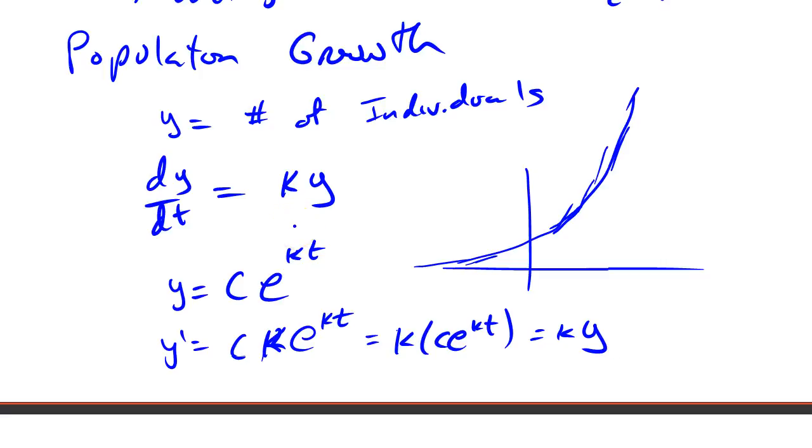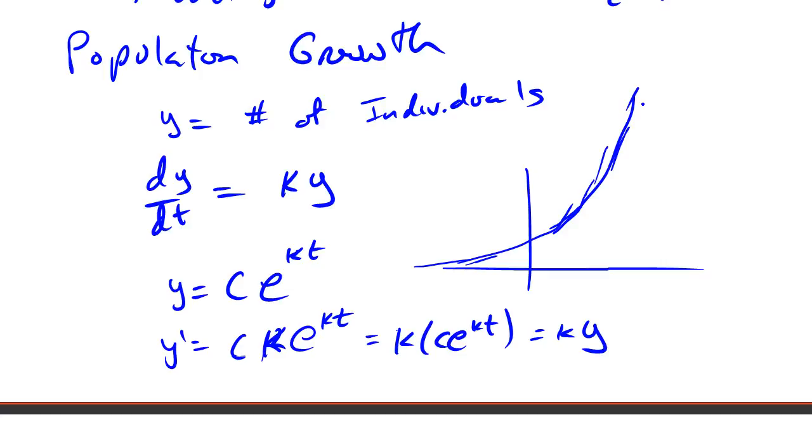This model is good for lots of situations. It's good for actual population of bacteria or whatnot, or humans, or anything where there's essentially unlimited growth potential. It also models money in the bank. If you think of y as the number of dollars that you have in the bank and you're being paid interest, then the rate at which the amount of money you have changes with respect to time is the amount you have in there times the interest rate. And so your dollars in the bank would grow like this exponential function.